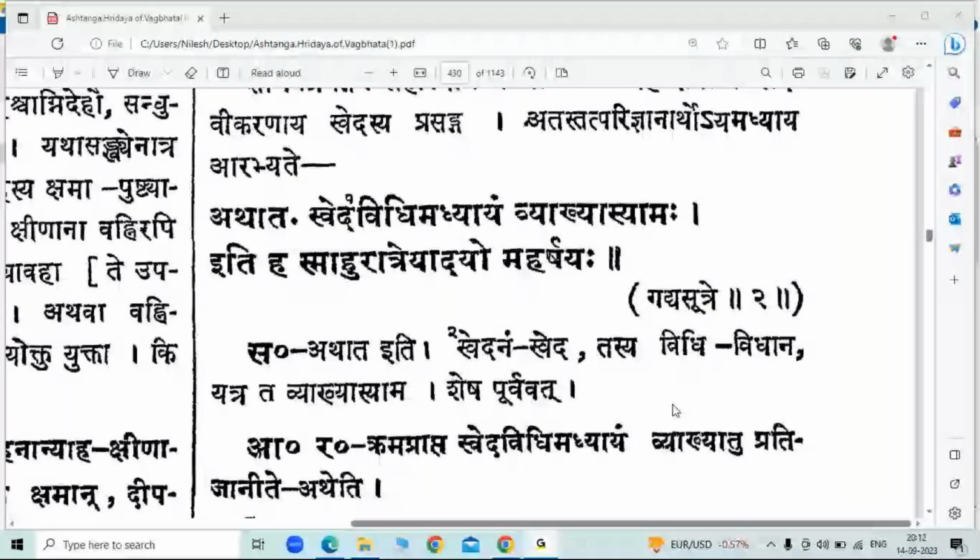Now, Acharya is trying to explain these procedures. This fourfold division is going to be explained. First, we find Tapasvedam. So, we find the explanation of tapasvedam.